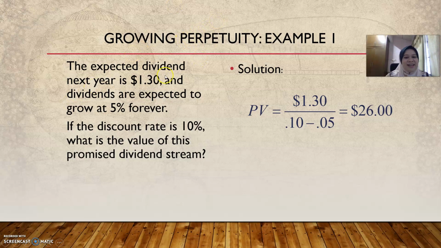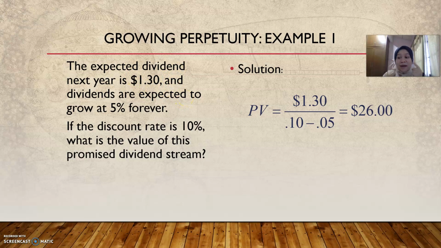Okay, so let's read the question again. The expected dividend next year is RM1.30. So make sure the dividend is for next year. Don't use last year's. If it is last year's, then you have to find the next year's. How are you going to find it? You need to multiply the dividend by 1 plus the growth.